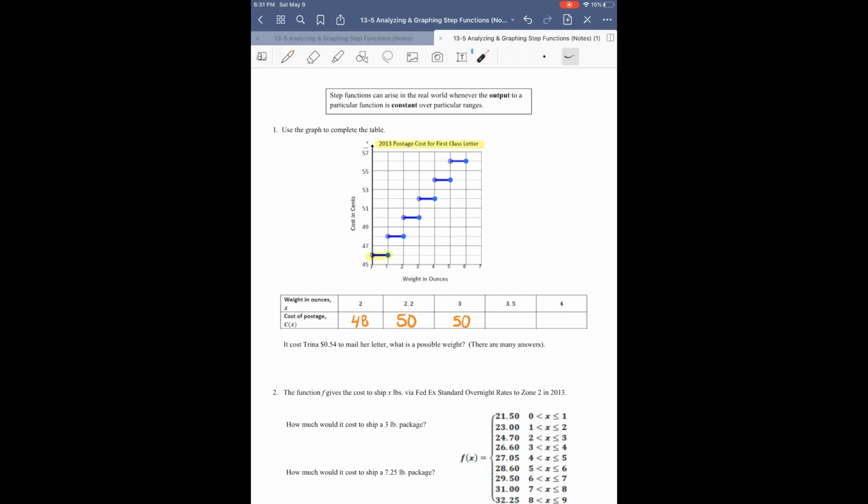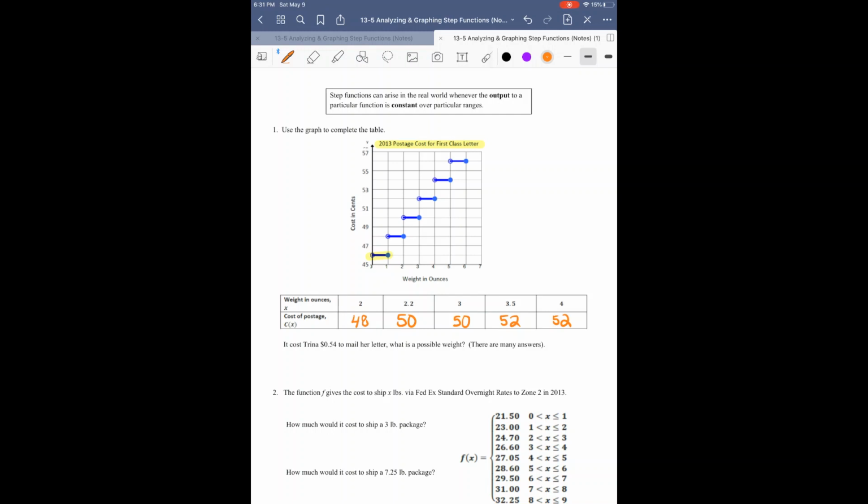I'm going to check out 3.5. So 3.5 ounces will cost us 52 cents. And 4 ounces is going to cost us 52 cents also. Okay, so as you can tell, some of these weights are going to cost the same amount to mail as another weight. That's what causes our step functions. The price is remaining constant over different intervals. So let's check out the question.